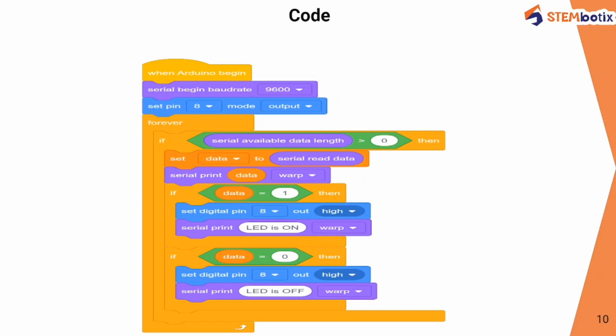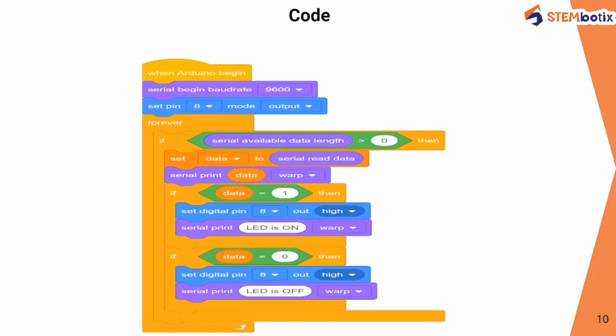So let's start with the first block, which is an Arduino begin. Here we can set up our serial monitor and set up the pin where we can read our data. First of all, we have to set Serial begin baud rate. Baud rate is the speed of data transmission and receiving process. In data transmission, the basic speed is always measured in bits per second. So first of all we need to set our baud rate.